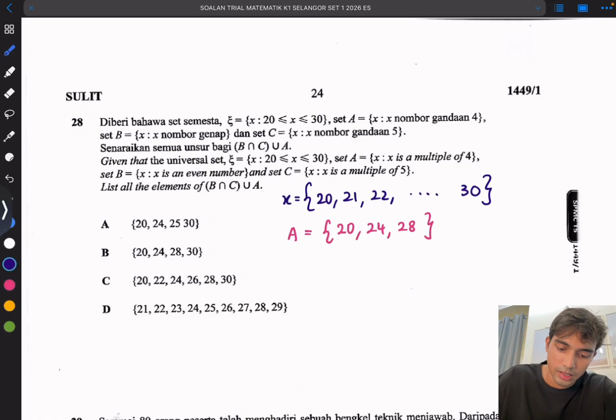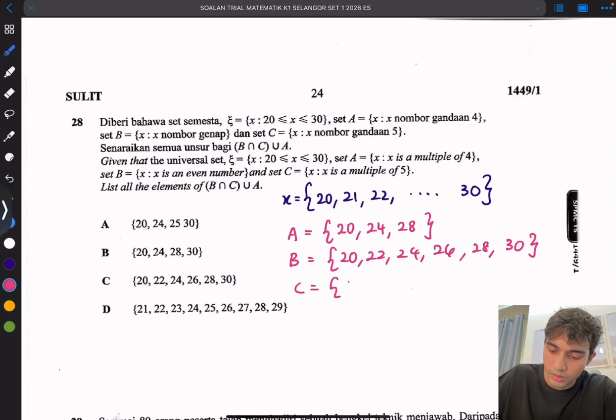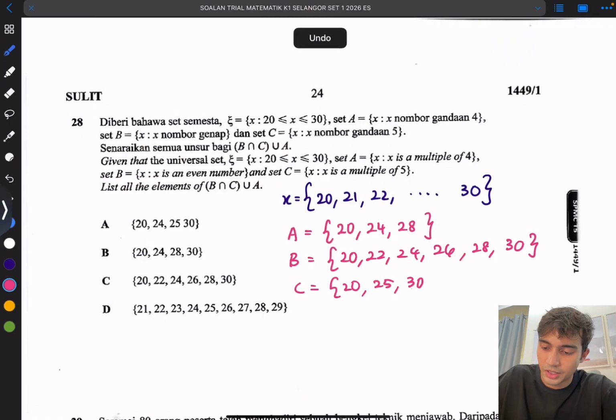Then they said set B, x is an even number. Even means 20, 22, 24, 26, 28, 30. And set C, x is a multiple of 5. It must be 20 to 30. So 20, 25, 30, until 30 only.